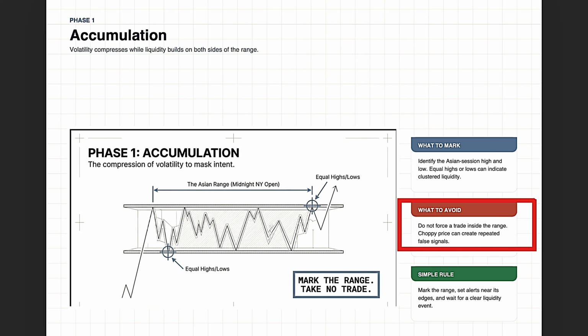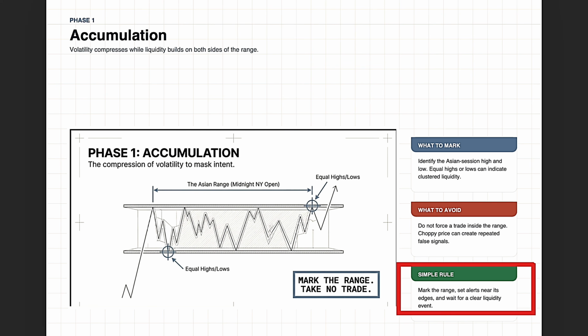What should you avoid here? Do not force a trade inside the range. Choppy price can create repeated false signals. Here, what you need to do is not trade in a sideways market. You should not force it here. You shouldn't take a trade. You need to ignore the trade here because it's making equal highs and lows. After that, the third rule is, as you can see here, mark the range, set an alert near its edges, and wait for a clear liquidity event.